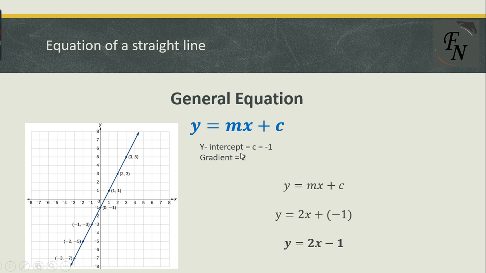What is the y-intercept? I can also find the y-intercept directly by looking at the line. The y-intercept is the point where the line cuts the y-axis. This is the y-axis, and this blue line is cutting the y-axis at the point 0 comma -1, where the y coordinate is -1. So our y-intercept is -1 here as well. We can calculate it, or we can just look at the graph and find the value. So this is how we find the equation of a straight line.